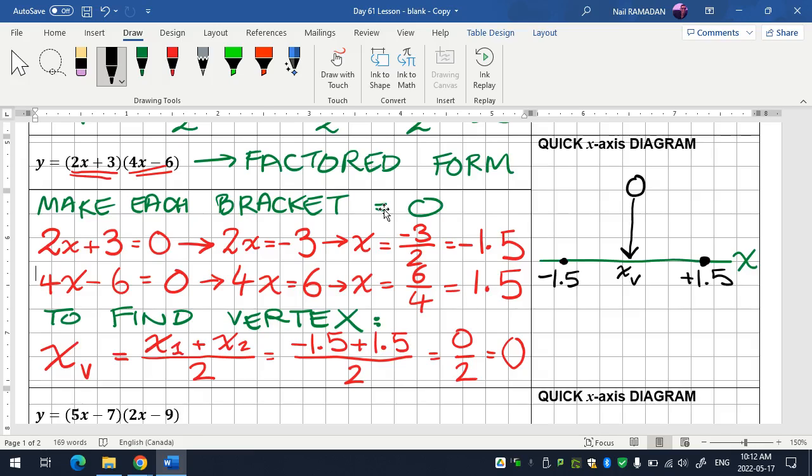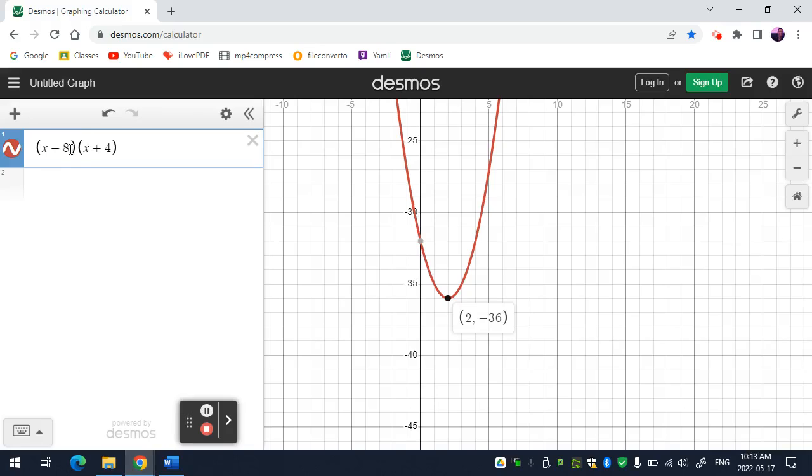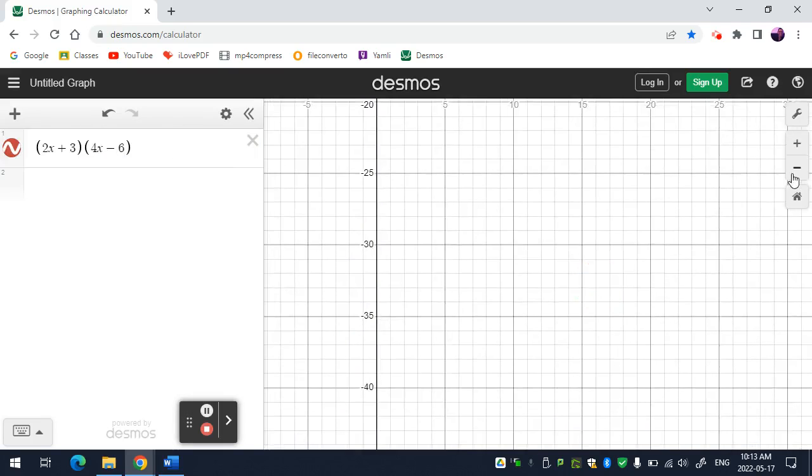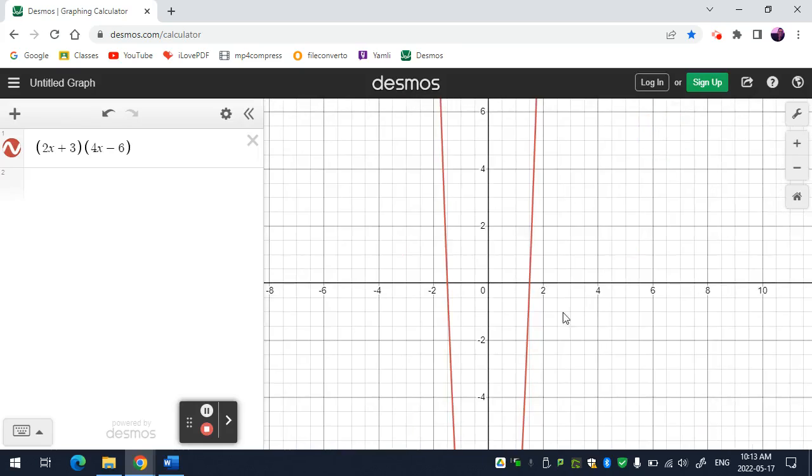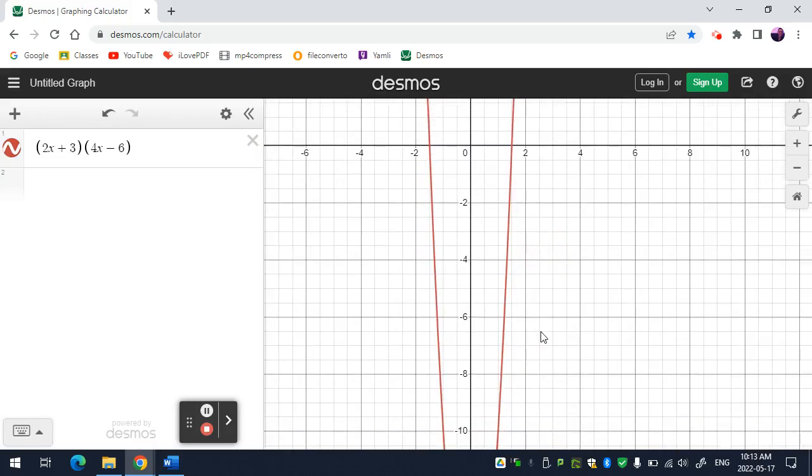All right, last one for the first page. Let's check on Desmos. The first bracket is 2x plus 3. What's the second bracket? Minus 6. There we go. Where is my first x-intercept? Right here. Nice. Minus 1.5, positive 1.5. So where is my vertex? Right in the middle of the universe.